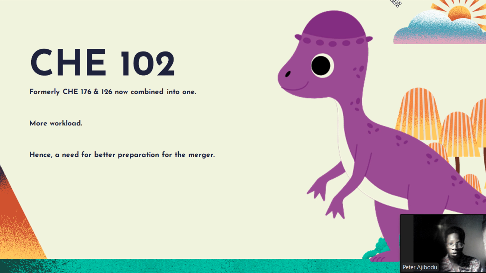Chemistry 102, I'm pretty sure you are taking 1 or 2 classes on this particular course now in the University of Ibadan. Chemistry 102 was formerly chemistry 176 and 126. It used to be 2 separate courses. Chemistry 176 used to be introduction to organic chemistry, and during my time it was taught by four lecturers, in fact 4 professors. So you can imagine the level of work that may be expected of you from that particular course, right?